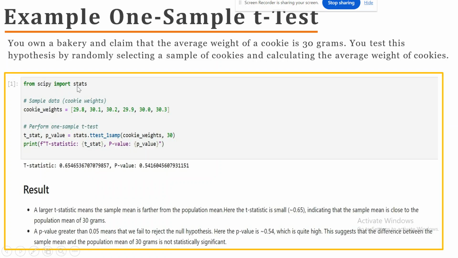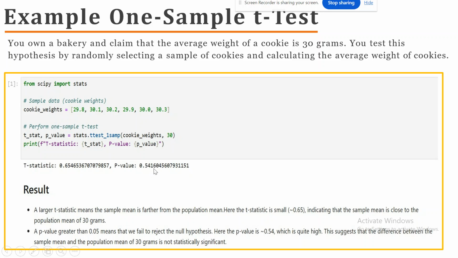So here I again import stats, and you can see that its example is like the example which I explained to you: for example, you have a bakery, and the average weight of a cookie is 30 gram. For this purpose, you took some samples of different weights, and now you want to calculate. I have imported the one sample t test. Now I want to compare these cookie weights with the 30.